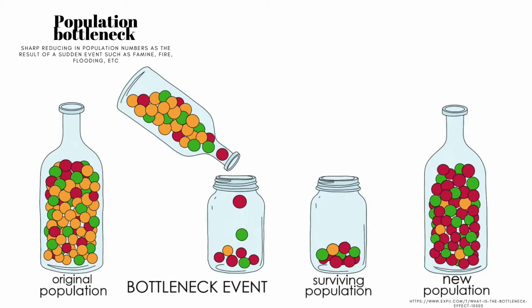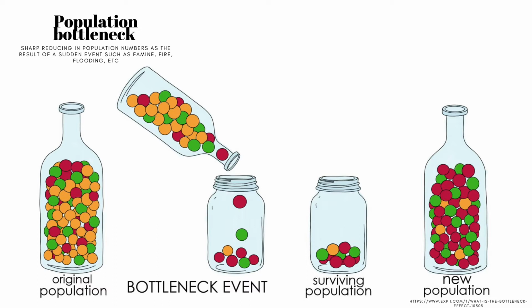So you've got your yellow genes, your green genes, and your red genes, and they're all somewhat evenly mixed in this original population. And now, all of a sudden, there's a famine, right? And that's this bottleneck event where you see the original population bottle being dumped into a new bottle. When you look at the surviving population after this famine, this bottleneck event, you see there's one yellow, a bunch of red, and two green. And that's all that's left of your surviving population.